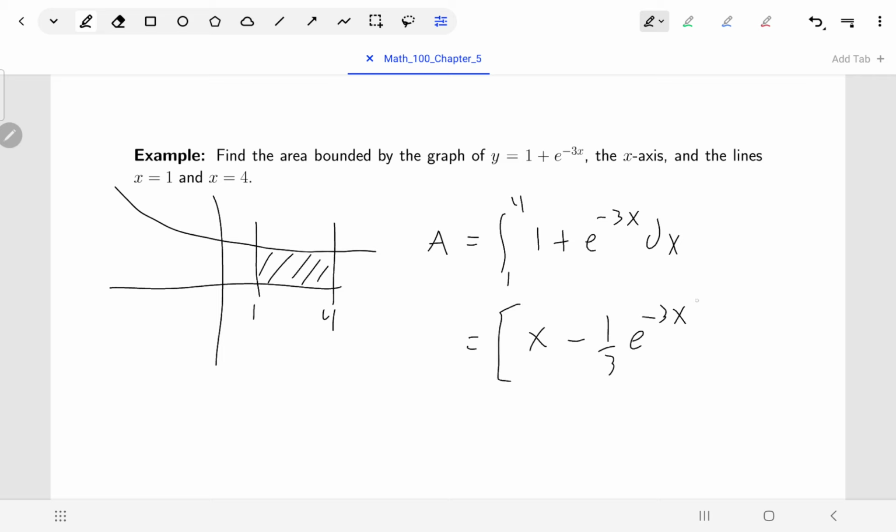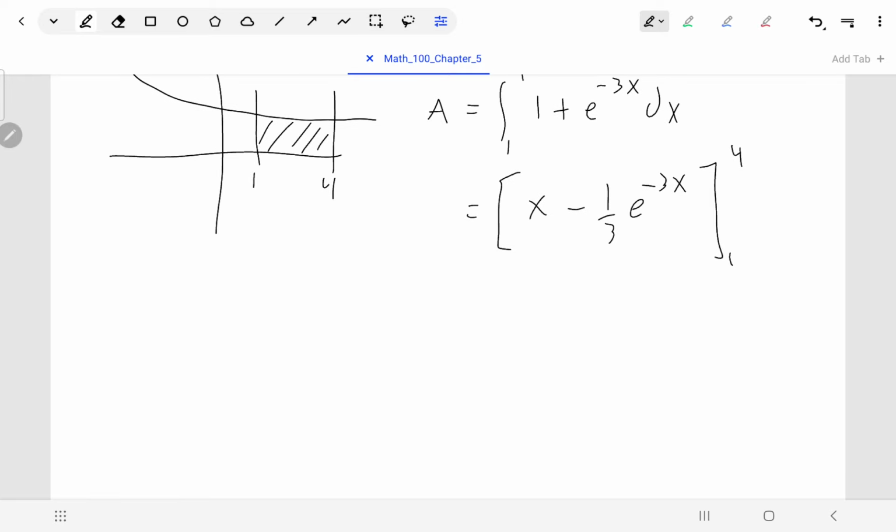Any way you do it, that's an antiderivative for our function, and we only need to evaluate between 1 and 4. So away we go. We'll evaluate, and then we'll know what our area is. Evaluating at 4, I'd have 4 minus a third e to the negative 12. And then evaluating it at 1, I'd have 1 minus a third e to the negative 3.